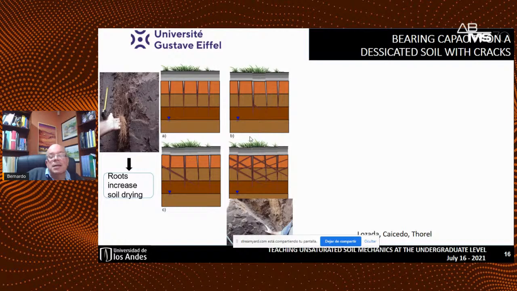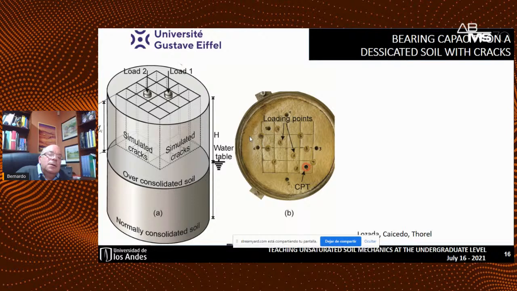So in those studies we imagined some model of cracked soil. In fact, it is difficult to prepare an unsaturated soil, mainly when the model is big, because it takes a lot of time to dry the soil. So one option is to use a compacted soil. In this case, we have at the top of the model an over-consolidated soil, which is compacted at very high stresses, and on the bottom, a normally consolidated soil.